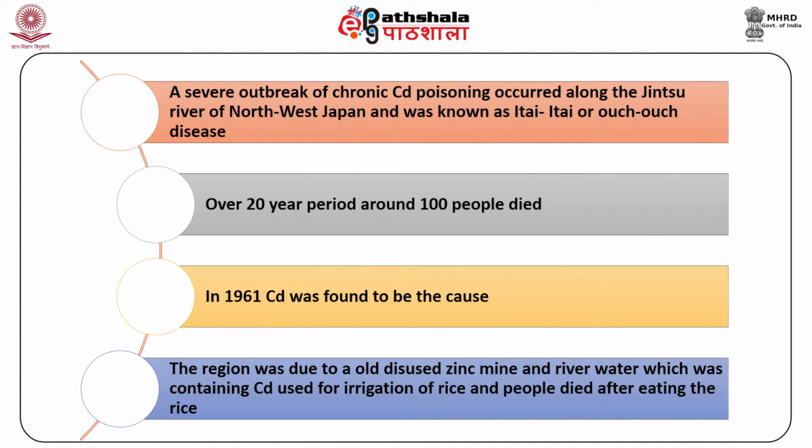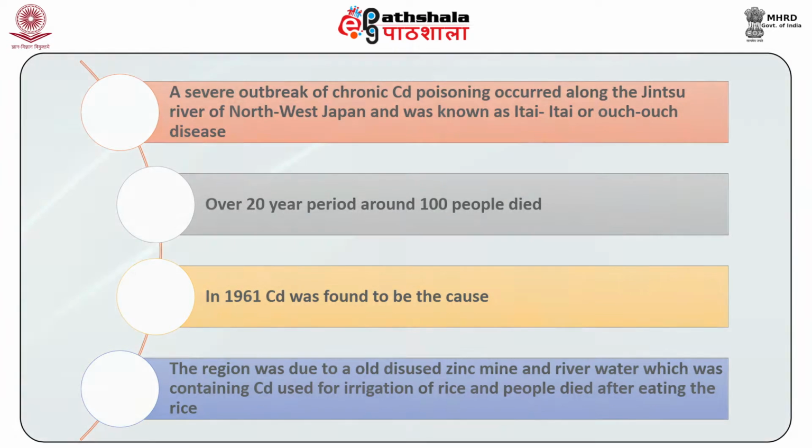A severe outbreak of chronic cadmium poisoning occurred along the Jinzu River of northwest Japan and was known as itai itai or ouch ouch disease. Over a 20-year period, around 100 people died. In 1961, cadmium was found to be the cause. The region had an old disused zinc mine, and river water containing cadmium was used for irrigation of rice, and people died after eating the rice.